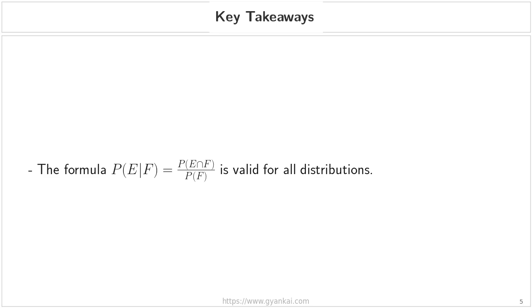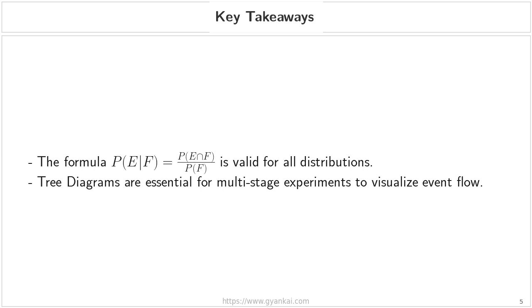First, remember that the fundamental formula for conditional probability, where the probability of event E given event F equals the probability of the intersection of E and F divided by the probability of F, is a universal tool. It remains valid for all distributions, whether the outcomes are equally likely or not. Second, when you are faced with multi-stage experiments, like the two-bag experiment we just worked through, tree diagrams are essential.